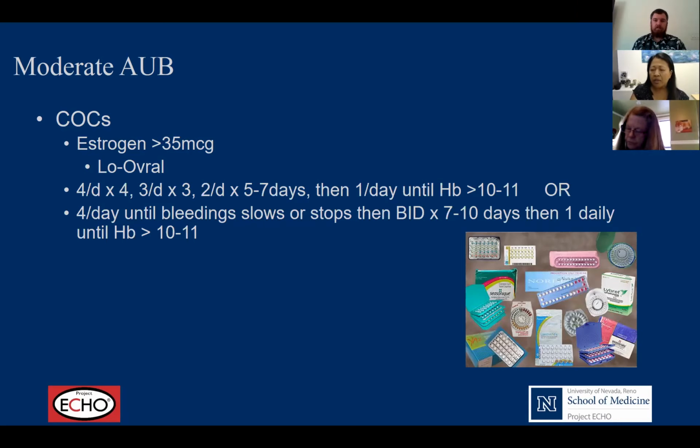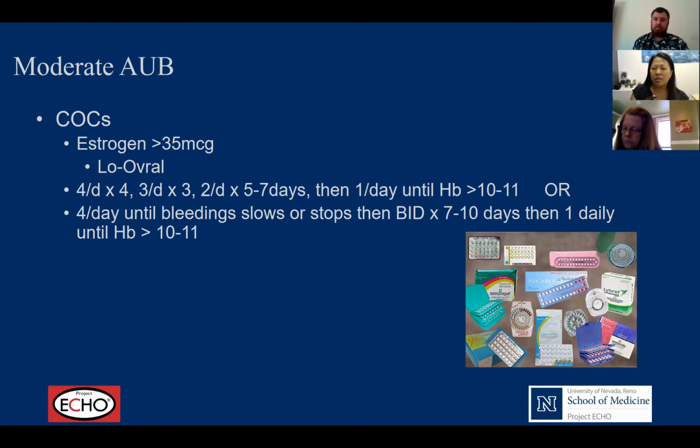When you pick out the birth control pill, make sure you choose a birth control pill that has at least 35 micrograms of estrogen in it, because if you use the lower estrogen pill, which I think a lot of community pediatricians are very comfortable with, such as Lo Loestrin, great name.